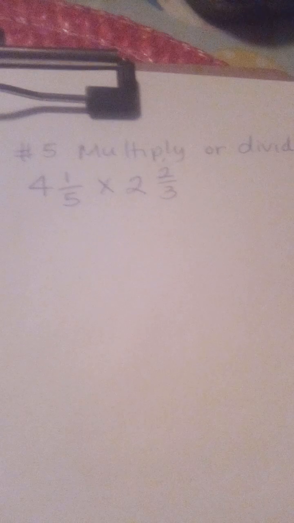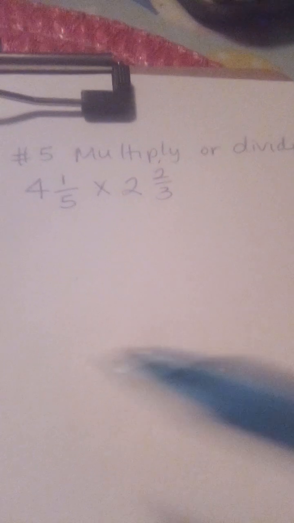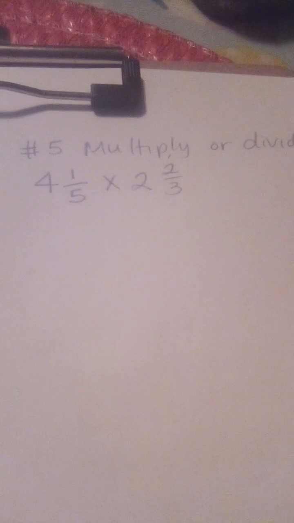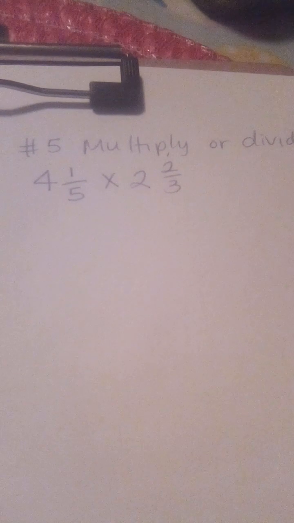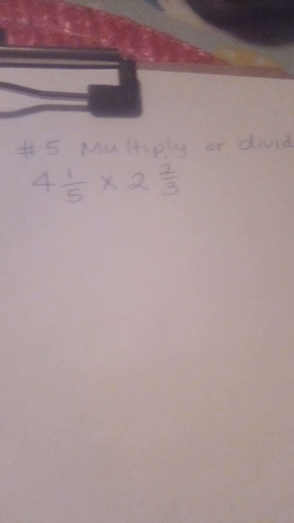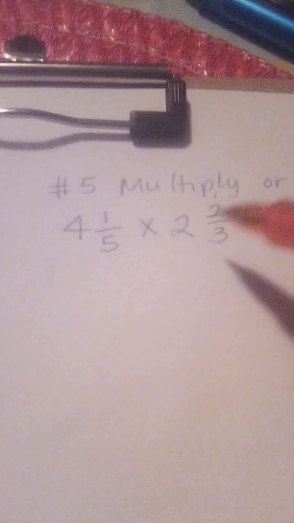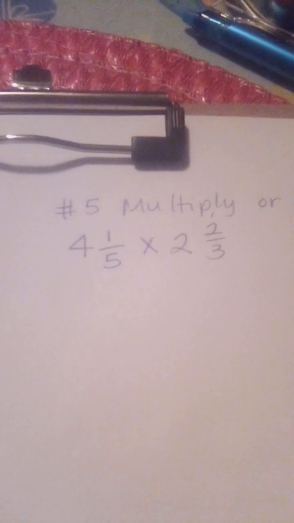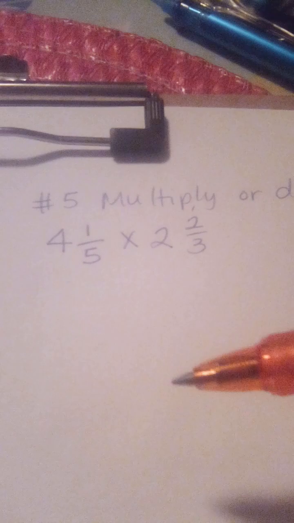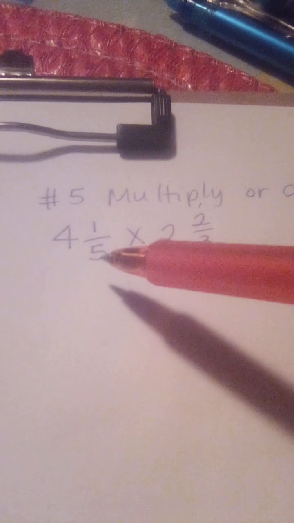Here we go. Number 5. It says multiply or divide. In this case, it is multiply. We have 4 1/5 times 2 2/3. As I always say, to make this problem much easier for you, convert these two mixed numbers into improper fractions. If we don't know what an improper fraction is, let's do one of them. In order to get the improper fraction, you look at the denominator. You leave that alone.